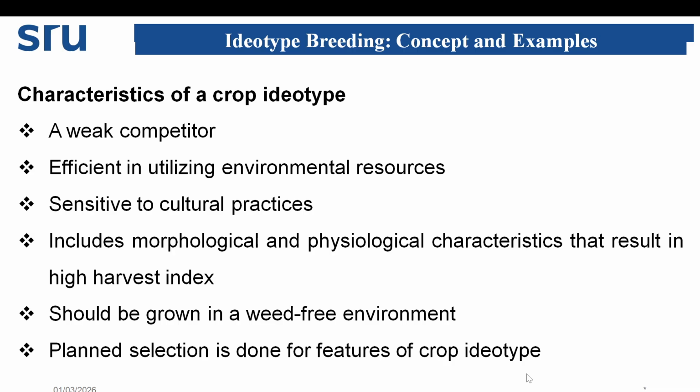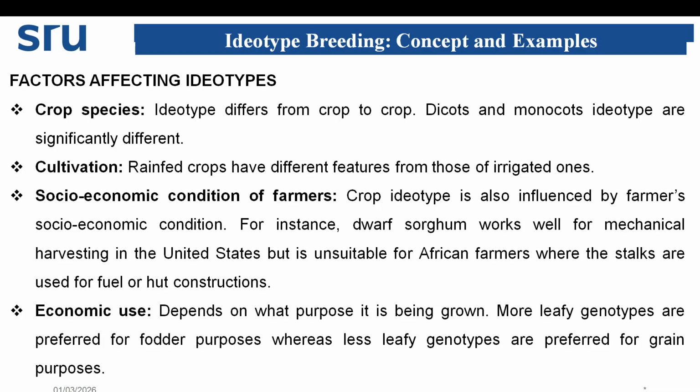The crop ideotype should be grown in a weed-free environment. Weeds should not be there. If weeds are there, you will not get an idea of the actual performance of that ideotype. And for selection purposes, you need to plan a selection strategy. Now, what are the factors which will affect the ideotypes? There are some factors which will affect the ideotype. The first factor is crop species.